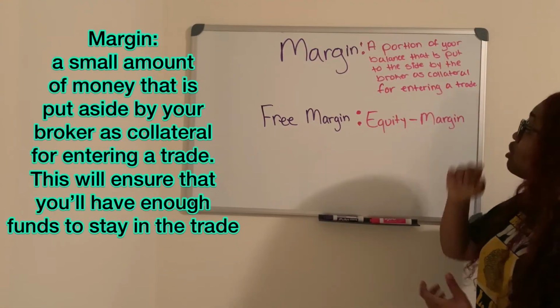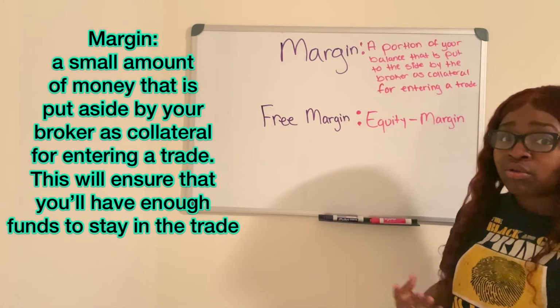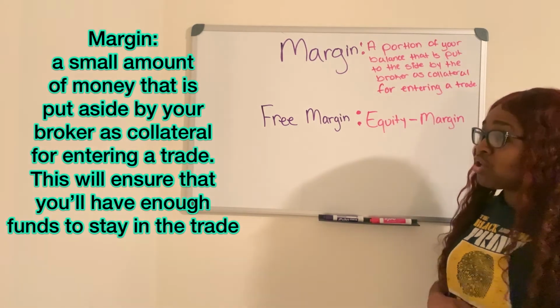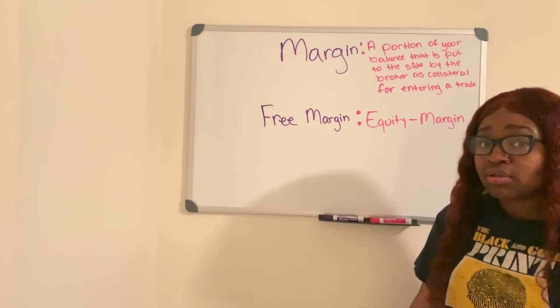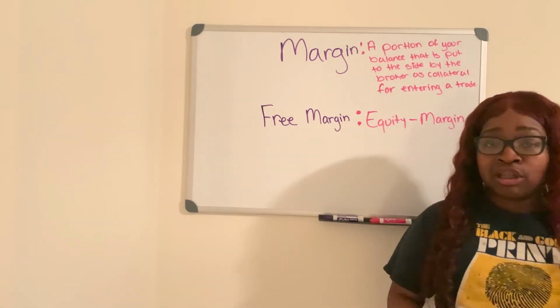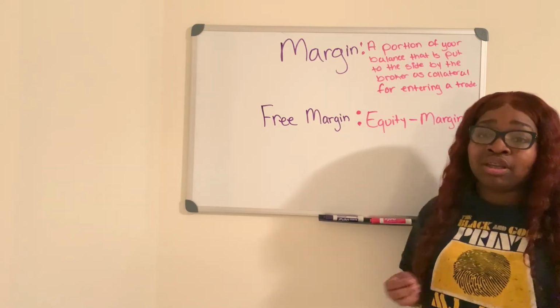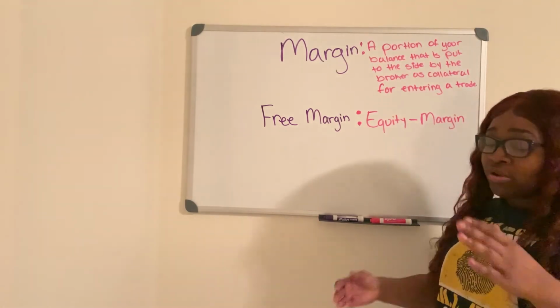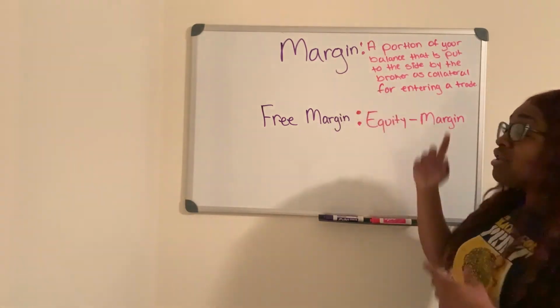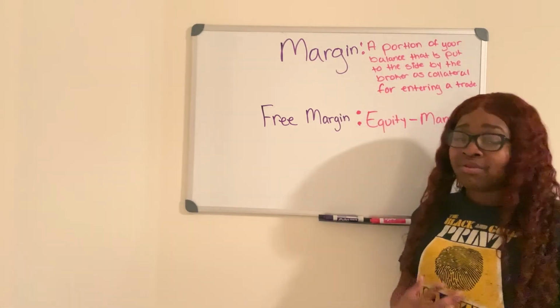So margin is a portion of your balance that is put aside by your broker as collateral for entering a trade. So just say to enter this trade, you're going to need like $100,000, but your broker's saying you only need $25 to actually be able to stay in this trade. No matter what happens, you only need $25 to stay in that trade. What they're going to do is take $25 and sit it inside of your margin just so that you'll have enough to stay in your trade.